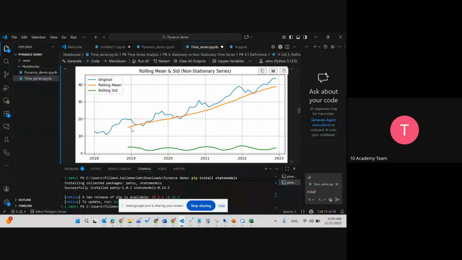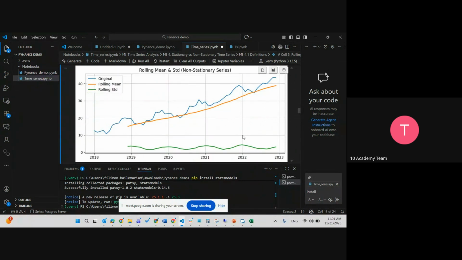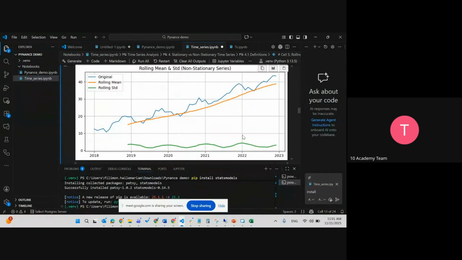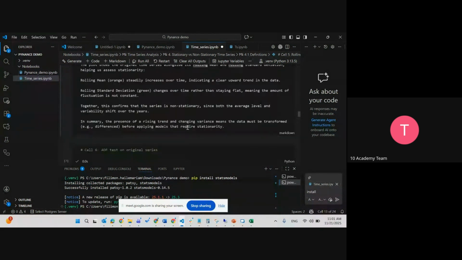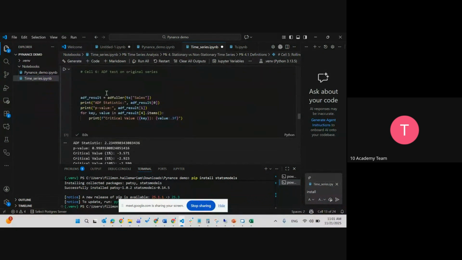So you don't even need a calculation for it. You can see the plot and know whether the data is stationary or not. As you can see, the rolling standard deviation also oscillates. It's not a straight line. So this is how you identify non-stationary data from the plot. You can also read the description.